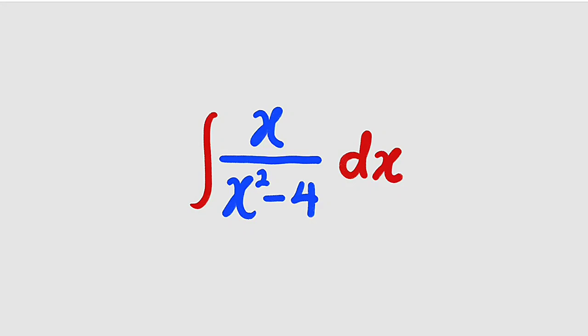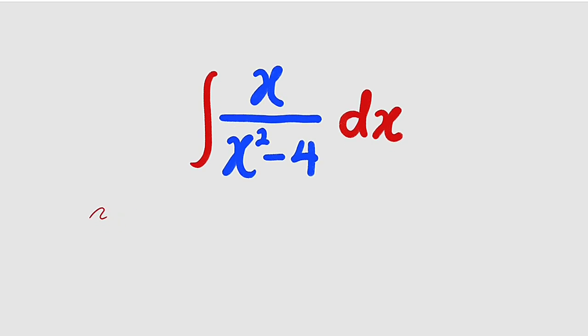Hello, good day viewers. If you could remember, I have shown you two different ways to integrate this function x divided by x squared minus 4 with respect to x. We have used u substitution as well as partial fractions. So in this tutorial, I'm going to show you how to integrate the same function using trigonometric substitution. All right, let's get started.